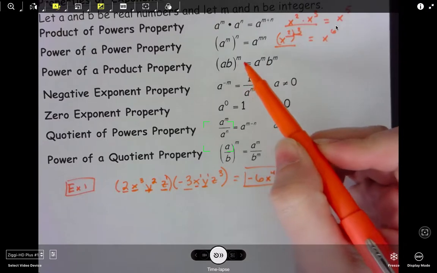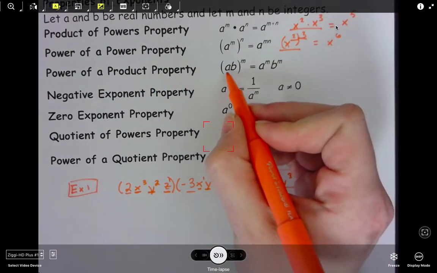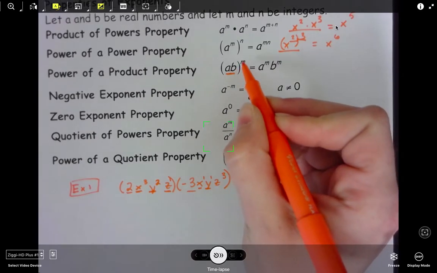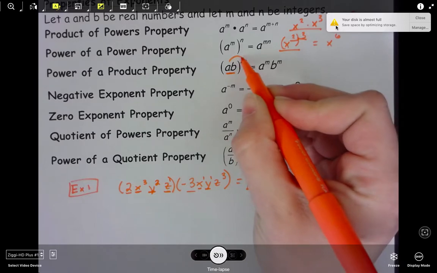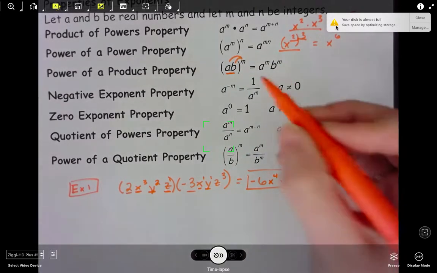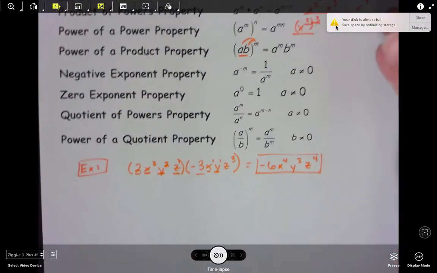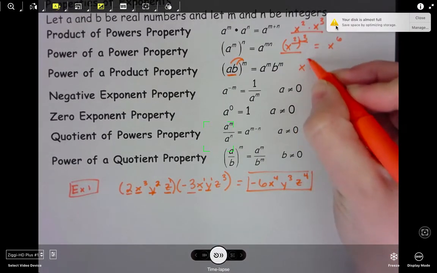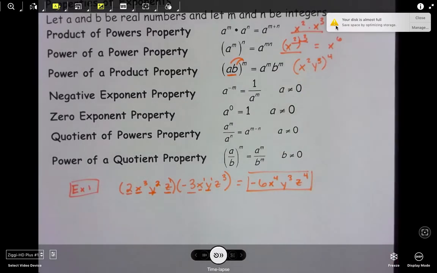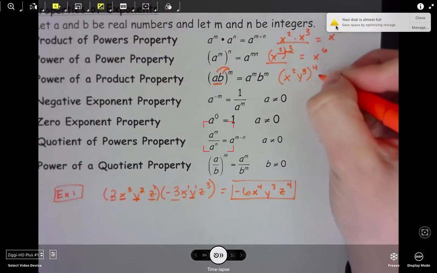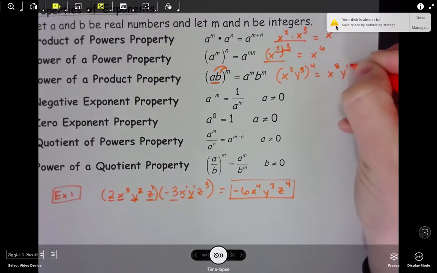Now, this third one, the power of a product property, is when you have multiple things inside of a parenthesis and you're taking that to some power. That power is kind of distributed to both of those pieces. So a to the m power, b to the m power. An example of that would be if I had x squared y to the third power and I was taking that to the fourth power. I would distribute that 4 through, so that would become x to the eighth and y to the 12th.